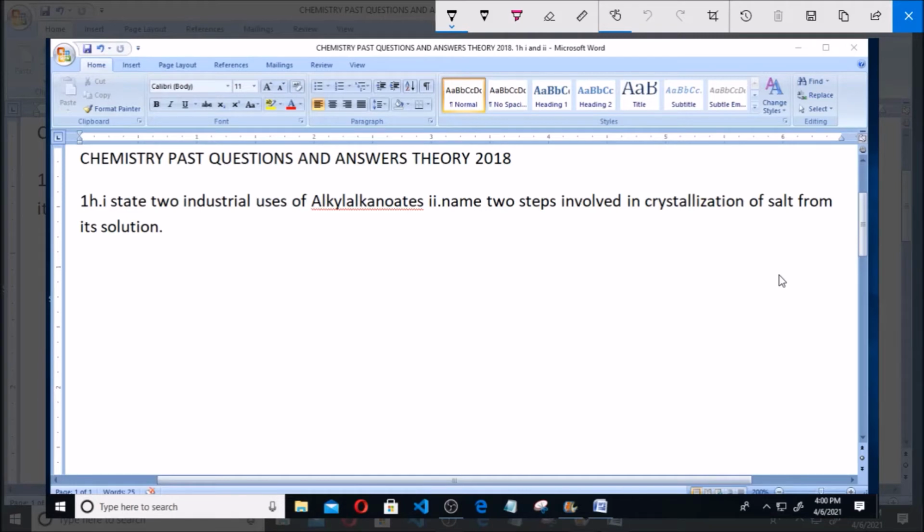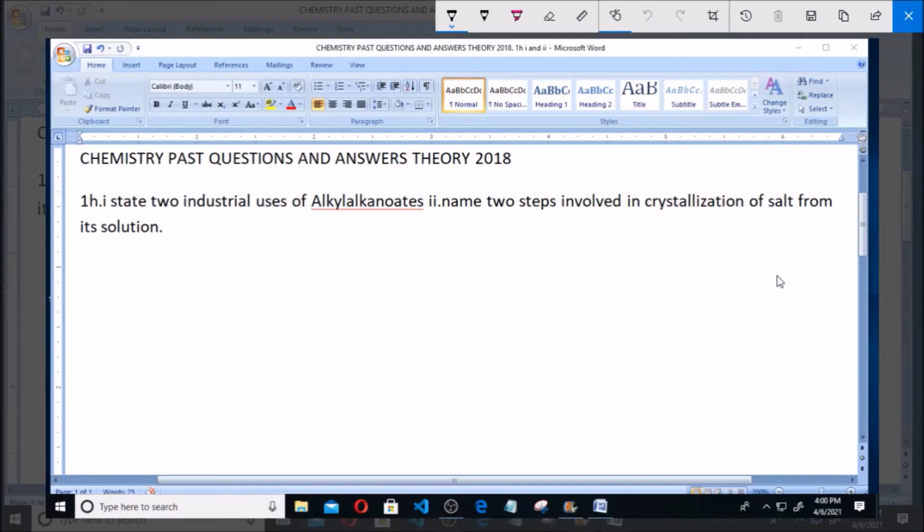Then question Roman figure 2. Name 2 steps involved in the crystallization of salts from its solution. There are 2 steps involved in crystallization of salt from its solution. Number 1, heating of solution, but not strong heat as it may decompose the salt. Number 2, cooling of the solution so as to recover the salt back.